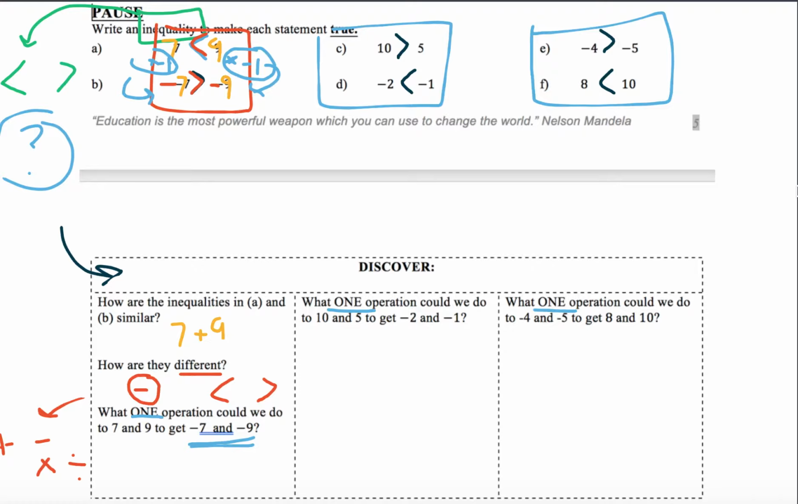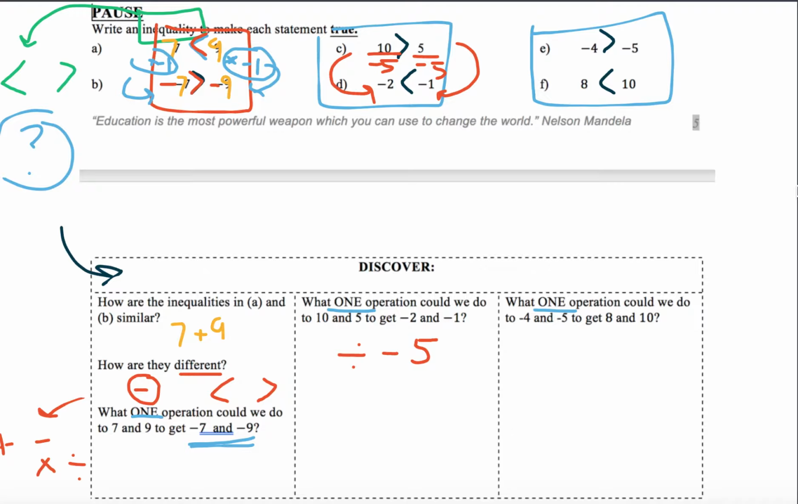In C, you might have noticed that both of these numbers got smaller, and what we could have done is divide, not by negative 2, sorry, that looked like a 2. If we divide both sides by negative 5, we would have gotten negative 2 and negative 1. You might have also written that you multiplied by negative 1/2, which is valid.